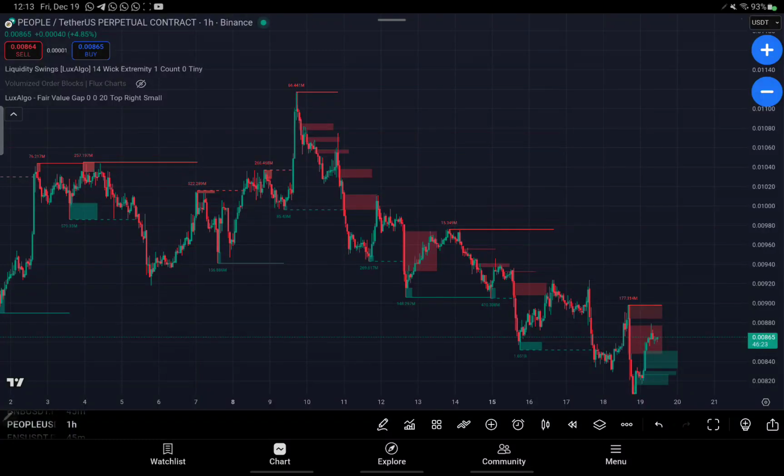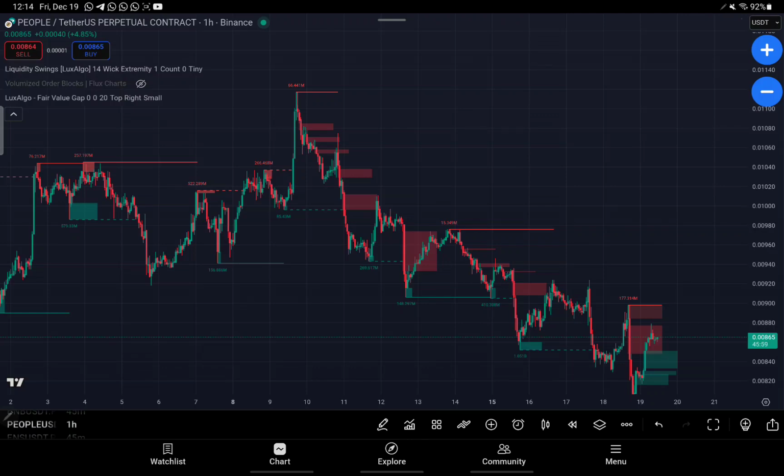Here is a good strategy for people that are using TradingView. The strategy is simply the use of a liquidity swing and then fair value gap. Now, how do you use this strategy? This strategy is amazing because it's going to let you know where liquidity is and how the market moves. The market moves from liquidity to liquidity.